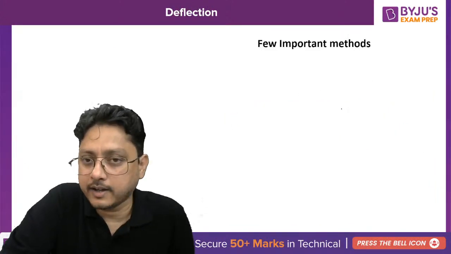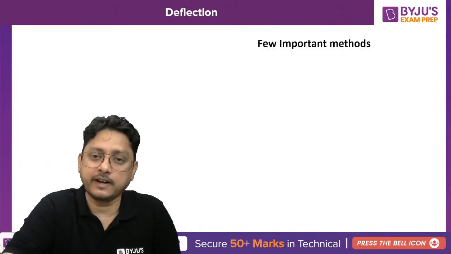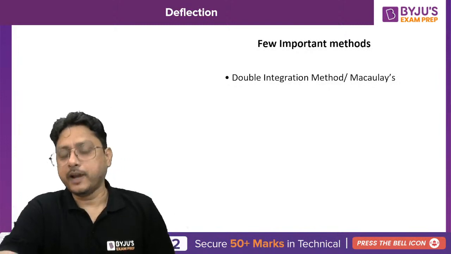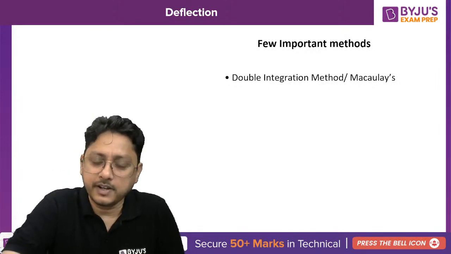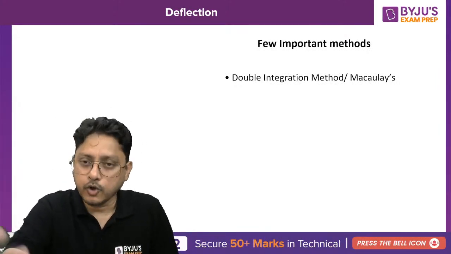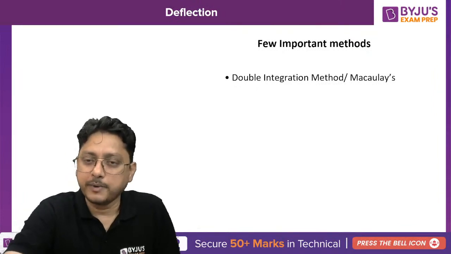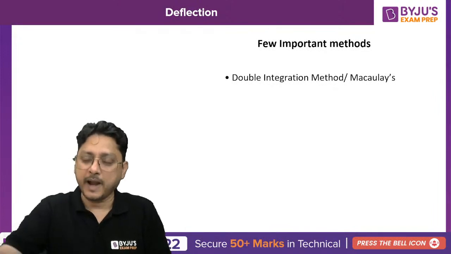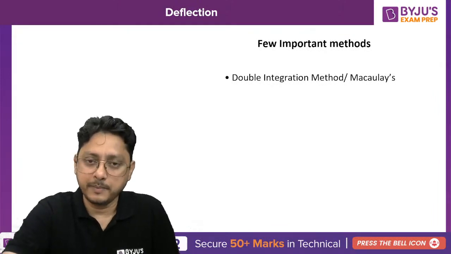Let us move to the methods. What are the methods to find deflection and slope? There is the double integration method and Macaulay's method. Macaulay's method is the same as the double integration method. Those who have studied know that to write the bending moment equation, Macaulay identified one specific function and bracket by which we write the bending moment equation.